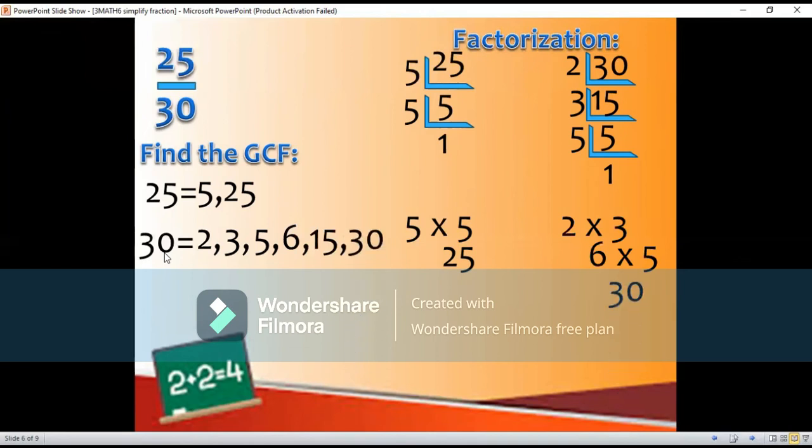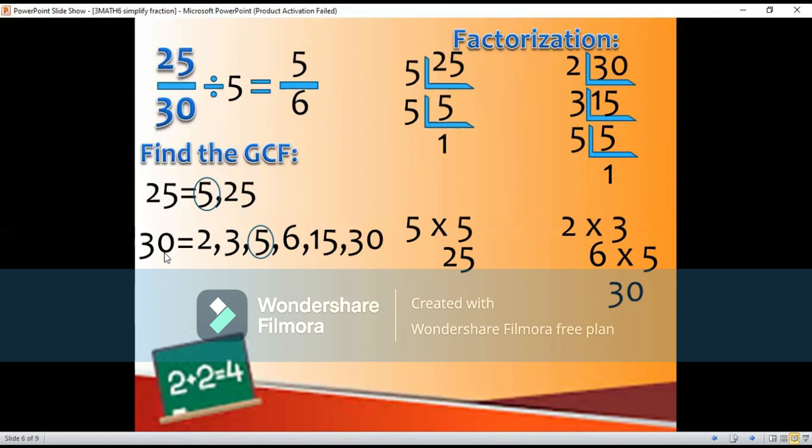Now let's find the greatest number of the common factor. So what is the common of these two? 5. So 5. Then let us use it as a divisor of 25 and 30. So 25 divided by 5 equals 5, and then 30 divided by 5 is 6. So this is now the lowest term of this 25 and 30 fraction. So 5 over 6, that is the lowest term.